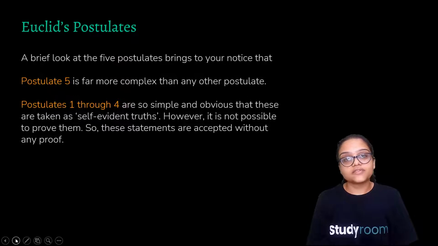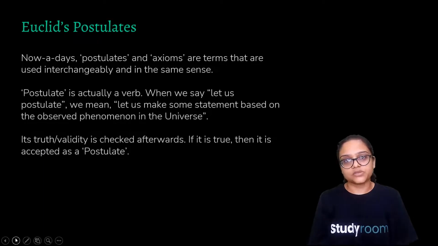Now, postulate 5 is far more complex than any other postulate. Postulates 1 through 4 are so simple and obvious that they are taken as self-evident. However, it is not possible to prove them, so these statements are accepted without any proof. But postulate 5 is a little complex. But postulates 1 to 4, I hope you have understood very well.